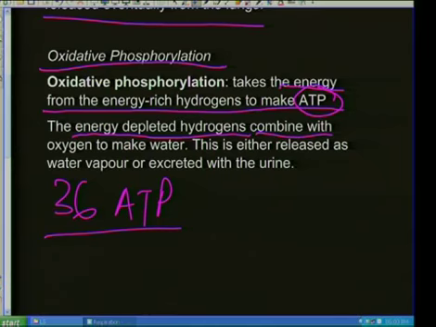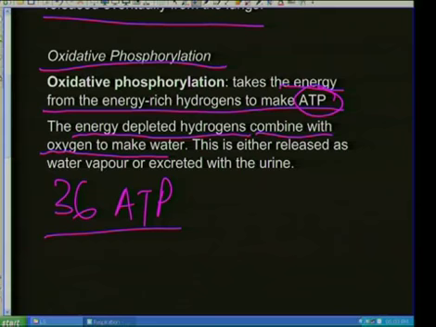They combine after they get tired. In inverted commas, tired. You can't write in exams that the hydrogens get tired. Okay? When I say tired, I'm trying to make you understand that they are depleted of energy. They are energyless now. All the energy that was there, the process has used up to make ATP. So this energy-depleted hydrogen combines with oxygen. Here comes the oxygen now only. Oxygen is only here to make water.